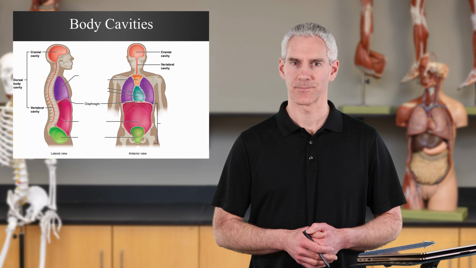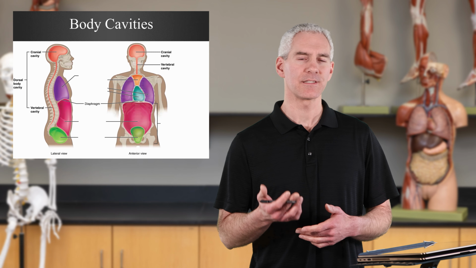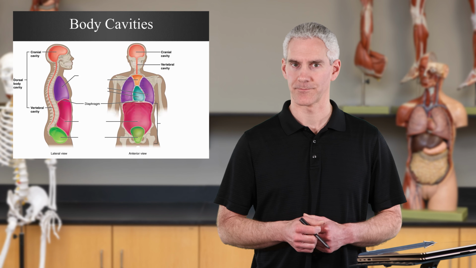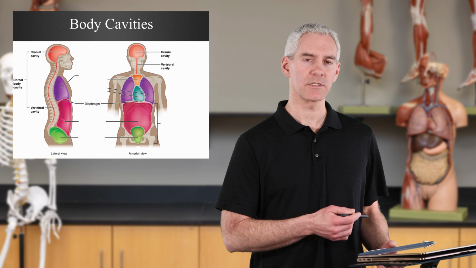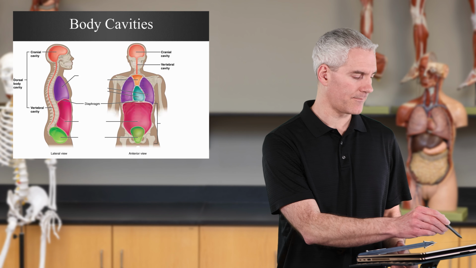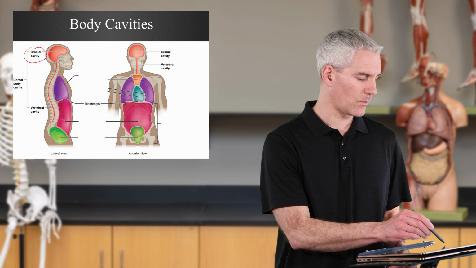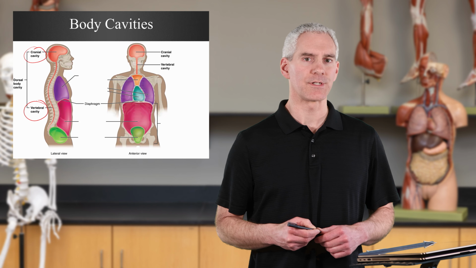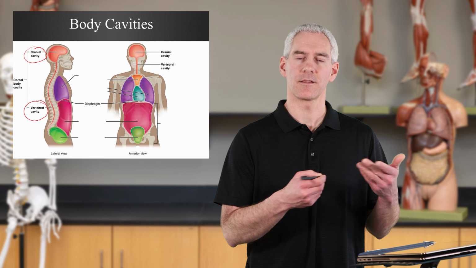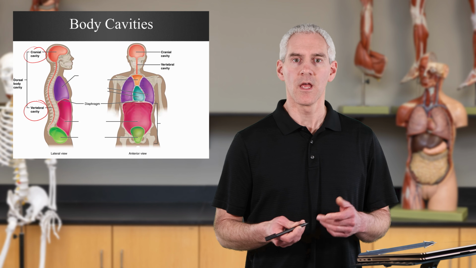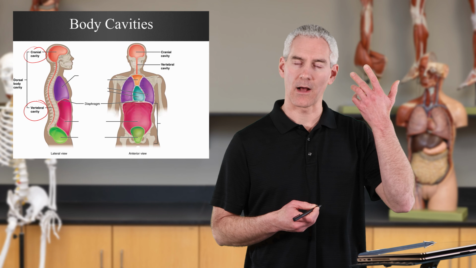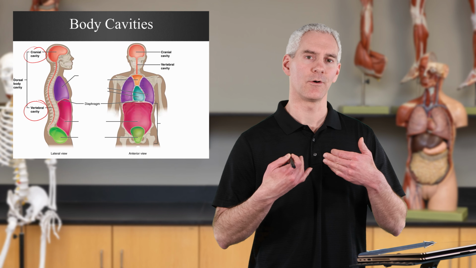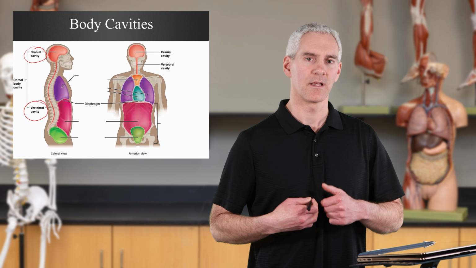Body cavities. Now, body cavities, there are two main body cavities, dorsal and ventral. Now, as you can notice, the dorsal body cavity is made up of the cranial cavity as well as the vertebral cavity. So both the cranial and vertebral cavities comprise the dorsal cavity. The cranial cavity houses the brain. The vertebral cavity is what's going to house the actual spinal cord.